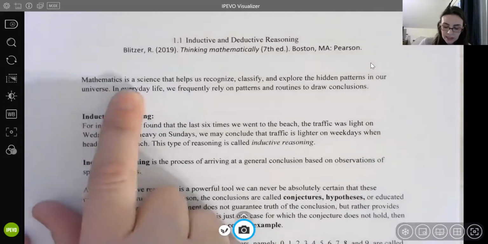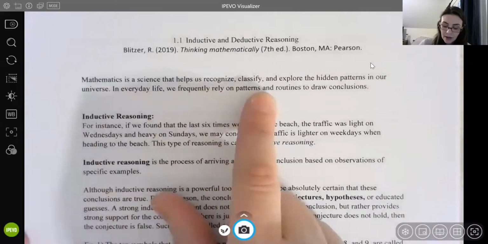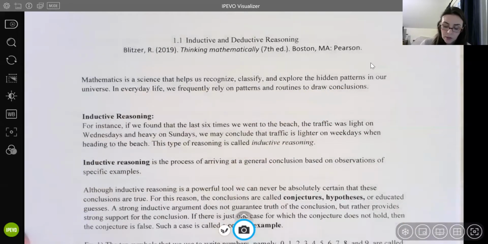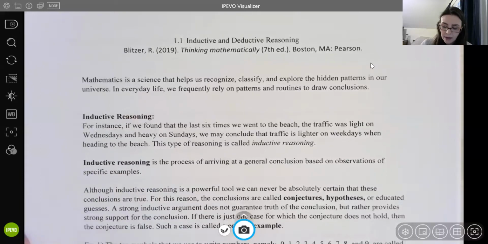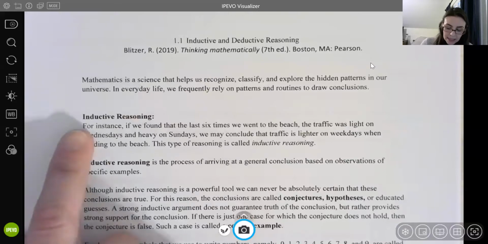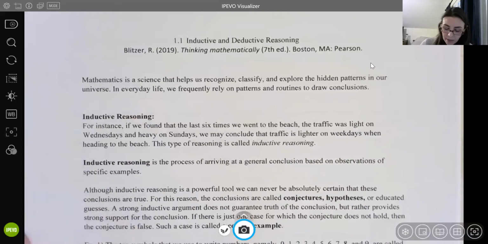So mathematics first is a science that helps us to recognize, classify, and explore the hidden patterns in our universe. So really everything we do is about patterns and the procedures that we see occurring over and over again. In everyday life, we frequently rely on patterns and routines to draw conclusions. Inductive reasoning. For instance, if we found out the last 6 times we went to the beach, the traffic was light on Wednesdays and heavy on Sundays, we may conclude that traffic is lighter on weekdays when heading to the beach. This type of reasoning is called inductive reasoning.